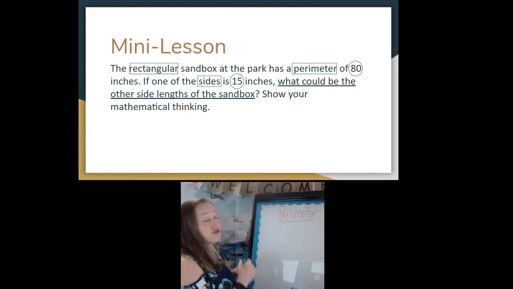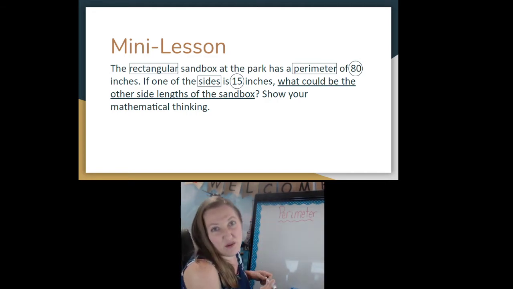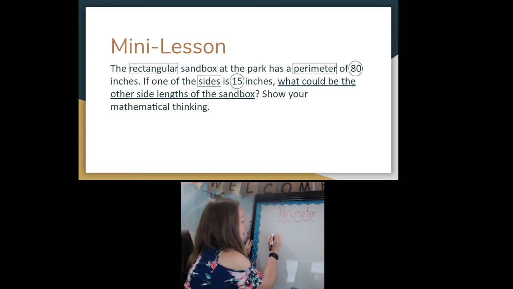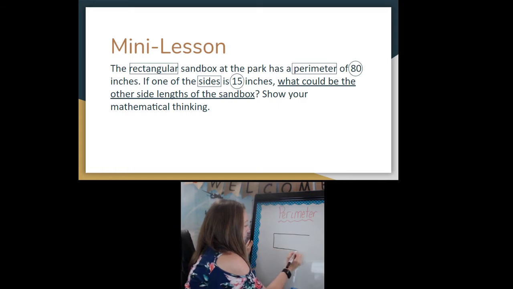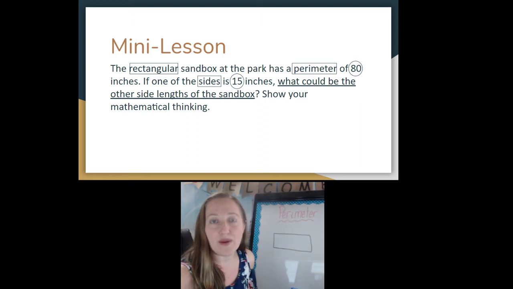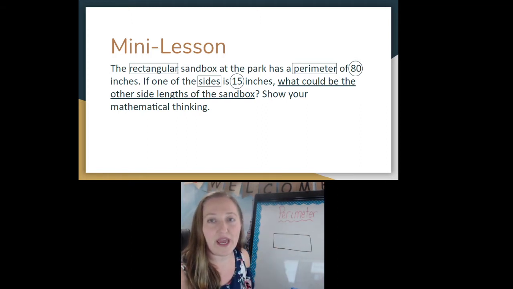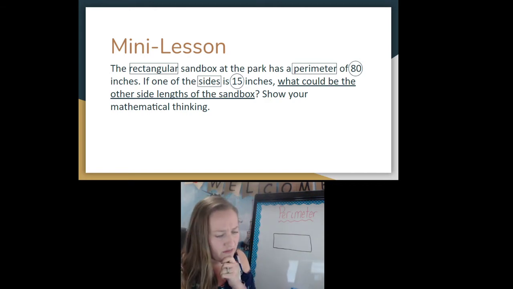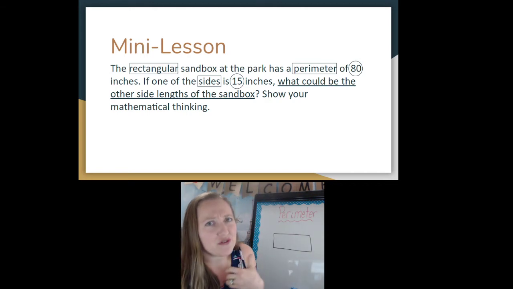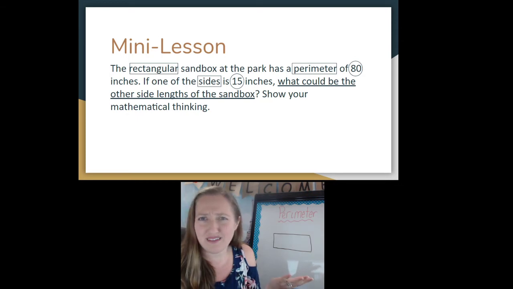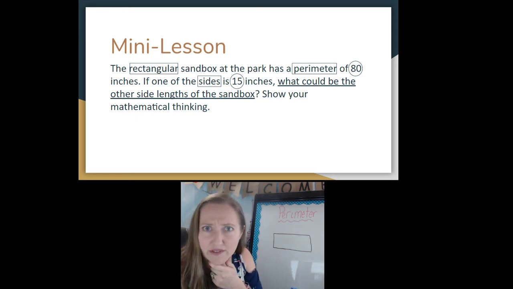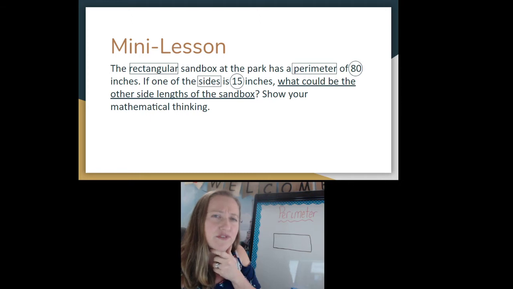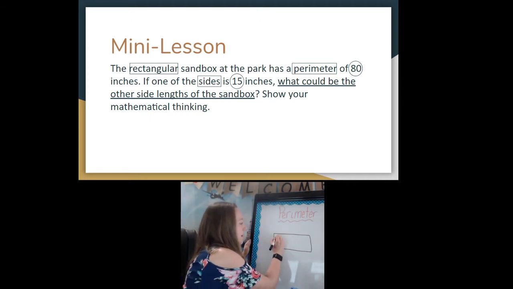I'm going to go ahead and draw myself a picture because that helps me out a lot in math. So I'm going to draw my rectangle. Okay, so it is a rectangular sandbox. There we go. It also says it has a perimeter of 80 inches. Now wait a minute, all week we've been trying to find the perimeter. This problem starts off by giving us the perimeter. That's a little different, but I'm going to go ahead and make a note of that.